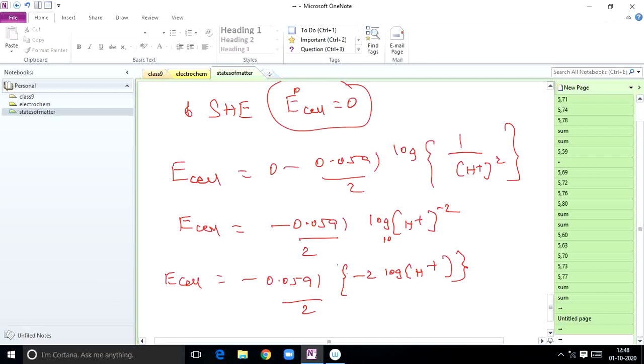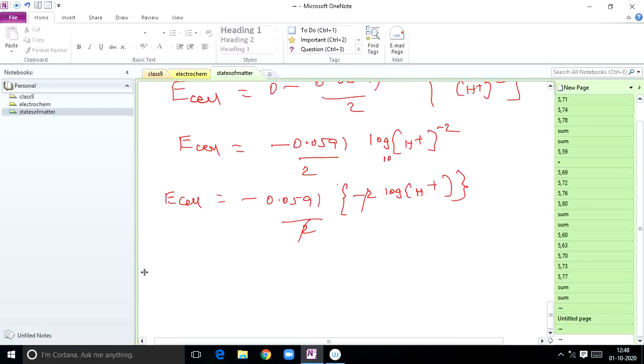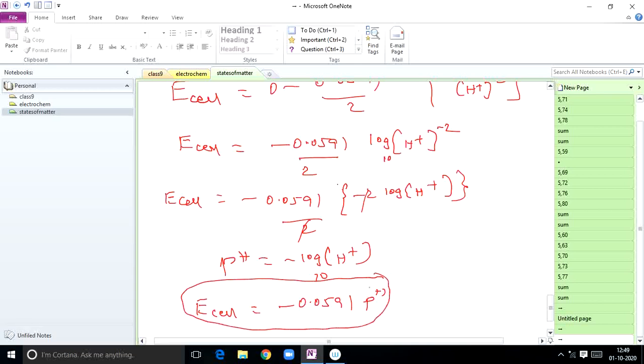So be careful here, keep that minus like that only. Minus log H plus, you already know pH is equal to minus log of H plus ion concentration base 10, right? Now substitute there. So final expression becomes E cell is equal to minus 0.0591 into pH. This is the final expression. This is the relation between pH and E cell. E cell is equal to minus 0.0591 into pH. That is the formula.